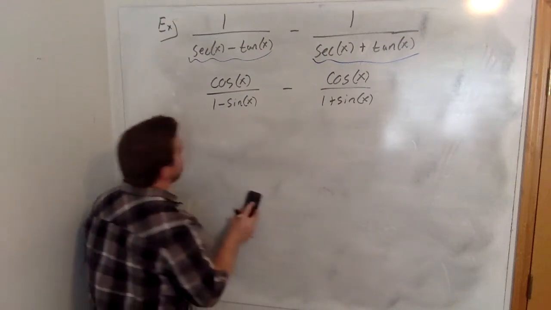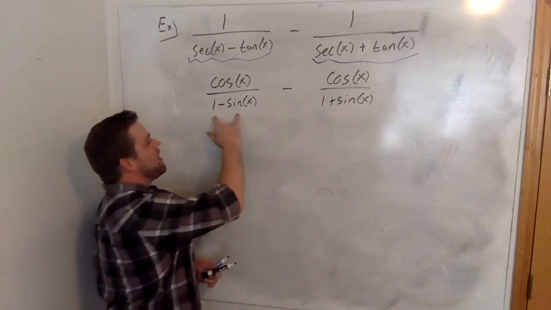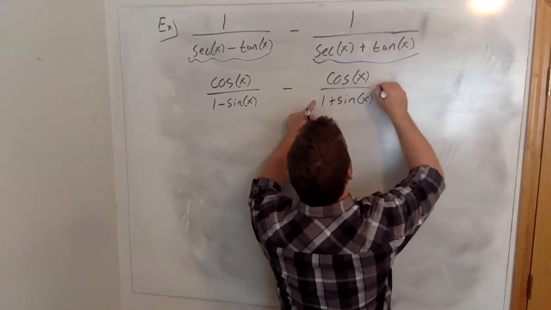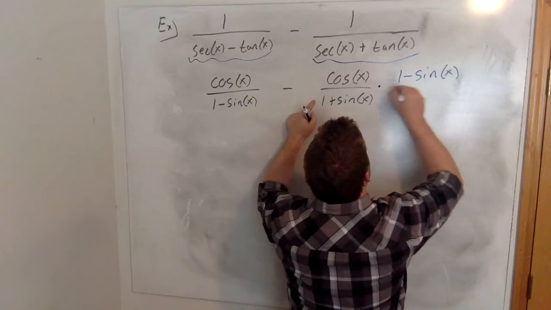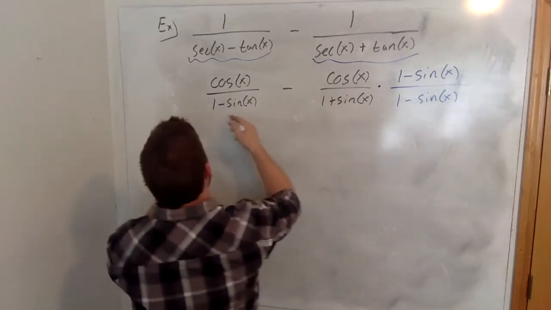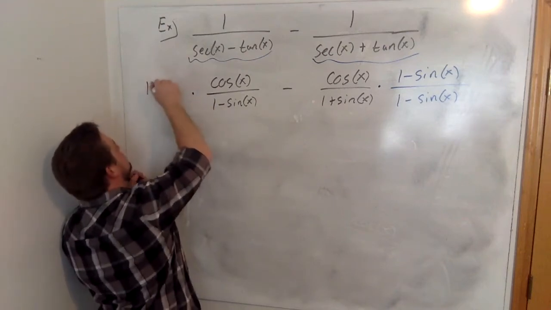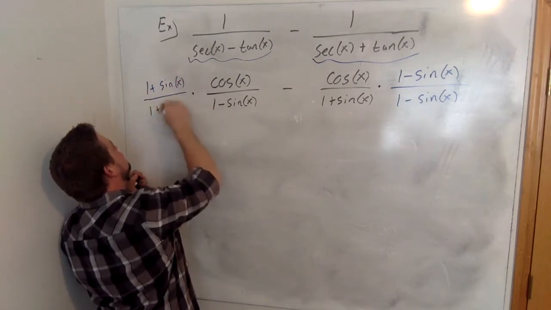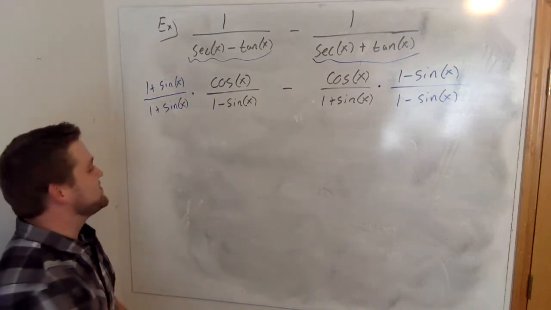All right, so we need to find a common denominator. In this case, it will be the product of these two denominators. So we need to hit this one with a 1 minus sine of x all over a 1 minus sine of x. And over here, we need to hit this one with a 1 plus sine of x all over a 1 plus sine of x. So I'm just cleverly multiplying by 1 so I have a nice common denominator.